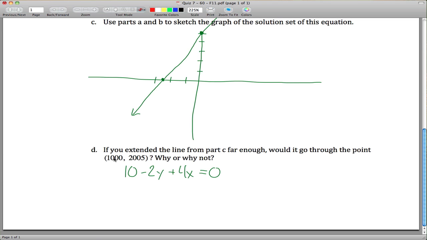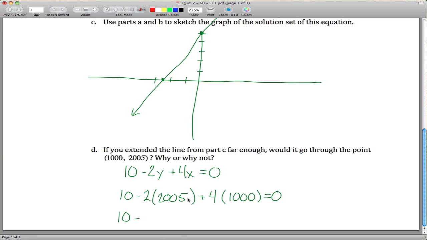This is our x value, 1,000. This is our y value, 2005. So what we want to know is whether 10 minus 2 times 2005 plus 4 times 1,000 is in fact equal to 0. Sorry for the big numbers. I just wanted to make it pretty clear that you shouldn't try to draw the graph and figure it out that way. I didn't want you guys to go down the wrong path, so I thought this might help, even though I know these numbers are kind of a pain to deal with with no calculator.